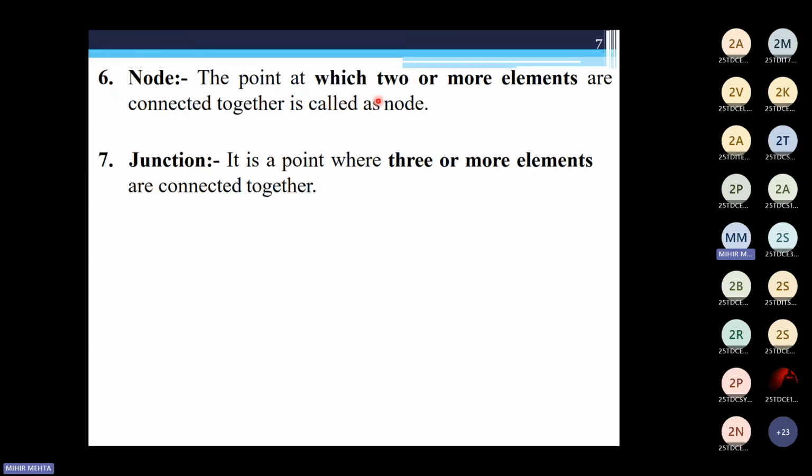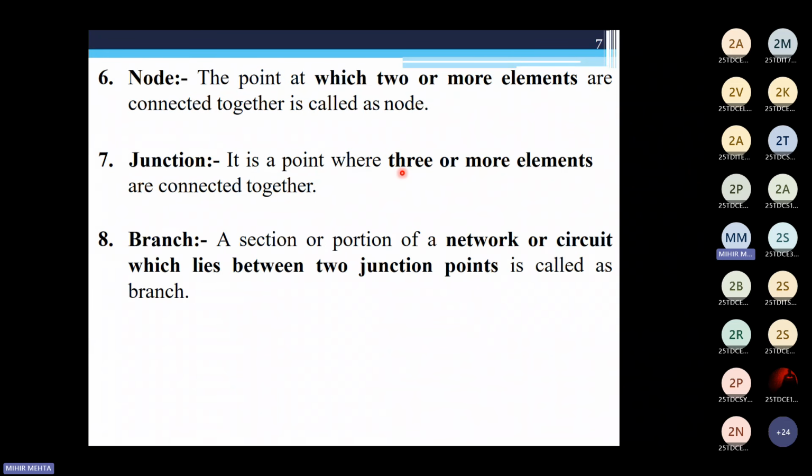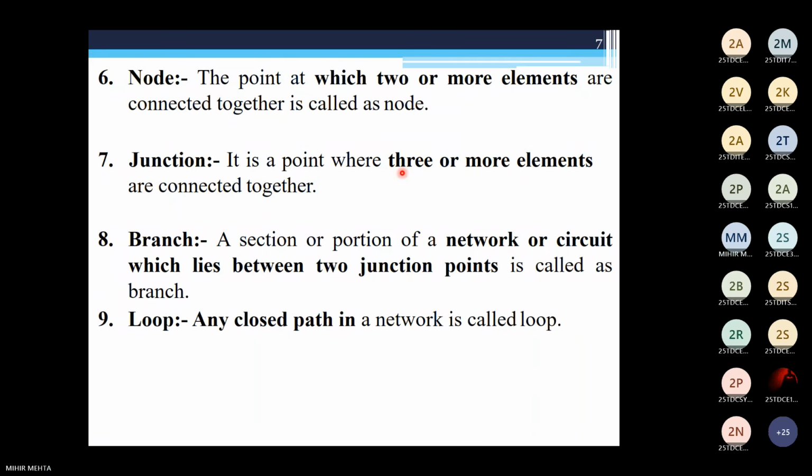First is a node. A point at which two or more elements are connected together is called a node. Whereas for a junction, it is three or more elements connected at a point. Now, a branch is a section or a portion of a network or circuit which lies between two junction points.